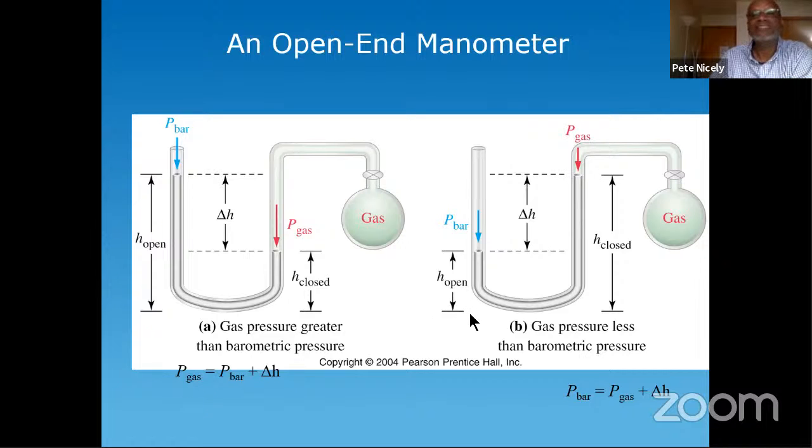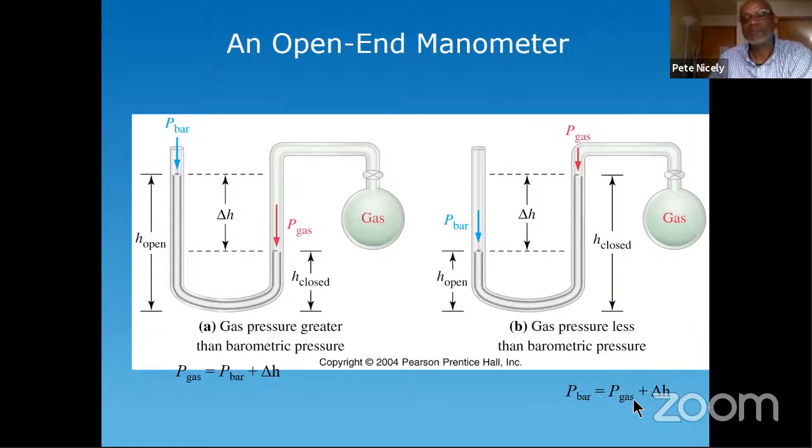Now, on the right, the situation is a bit different, where the barometric pressure is greater than the pressure of the gas, and that's because the mercury level is pushed up to a higher level on the right side right here. Before I get into the mathematical relationship, based on that, we can conclude that the barometric pressure would be greater than the pressure of the gas, and the difference between them would be delta H. So the barometric pressure will be equal to P gas plus delta H, which is given here.